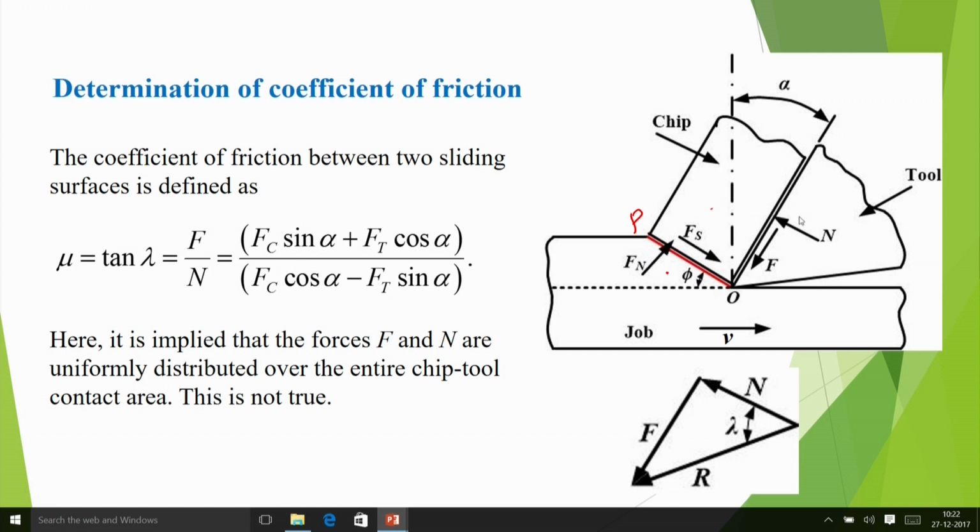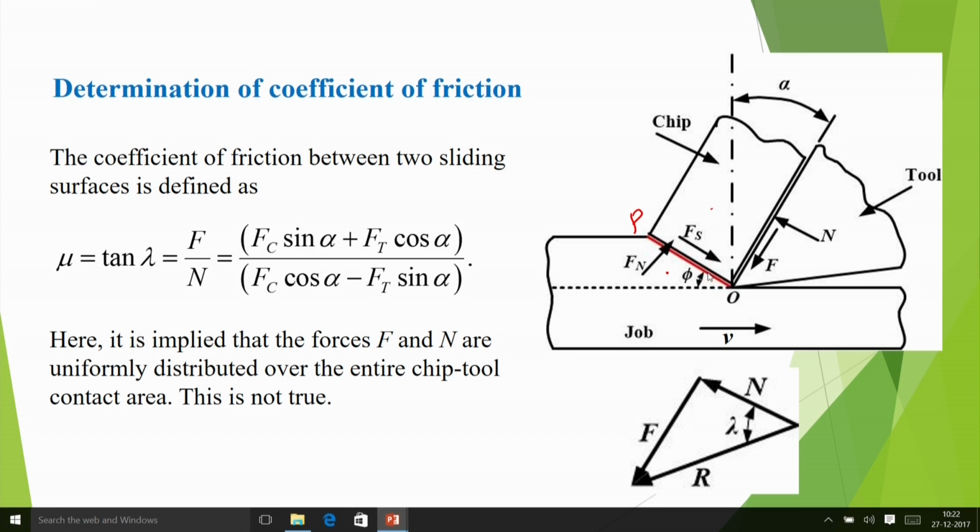So let us again see the orthogonal cutting, in which there is a tool and there is a job here. We assume that the job is moving at a velocity v and the tool is stationary. So there is a relative motion, and the cutting speed is v. Then the material here is compressed, and because of compression and other components of the stresses, you generate shear stress also. We assume that the shearing is taking place along that OP. So in this plane OP, the material is getting sheared.